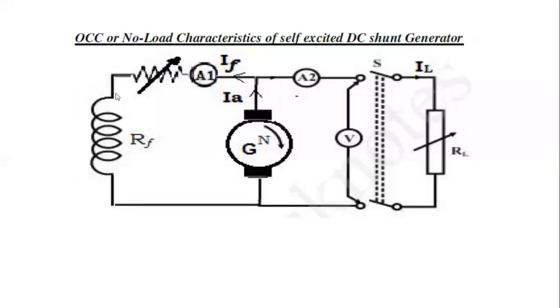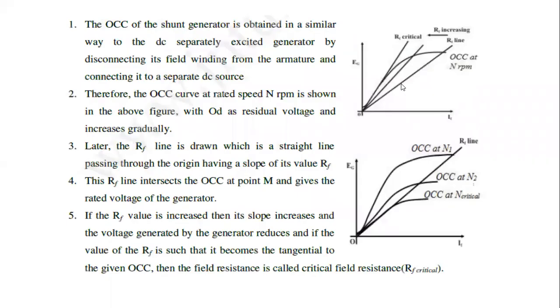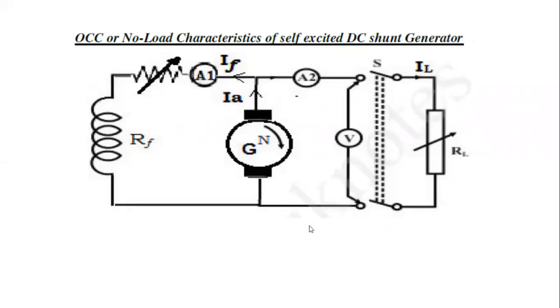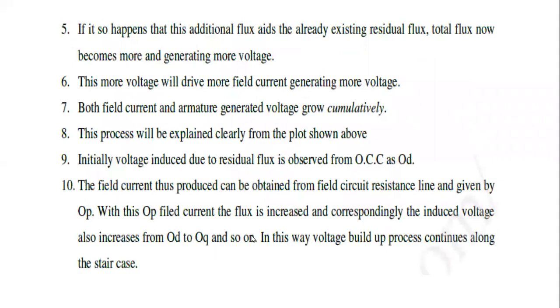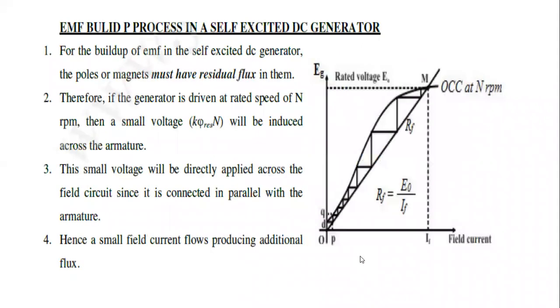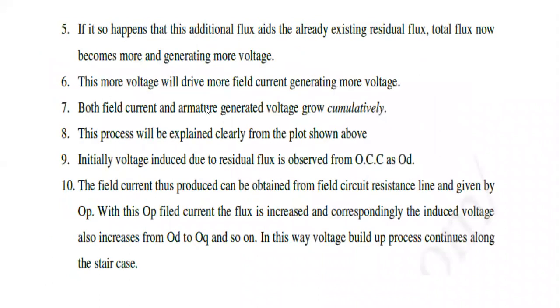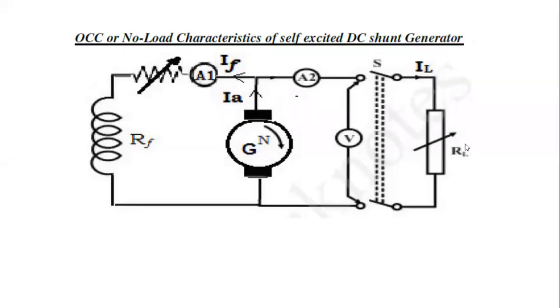Next, coming to the OCC, the no load characteristics for a self-excited DC generator. How will we observe the OCC characteristics in the self-excited? This is the OCC characteristics for a separately excited DC generator. Next, coming to the OCC characteristics for a self-excited DC generator. This is the diagram for that self-excited DC generator.